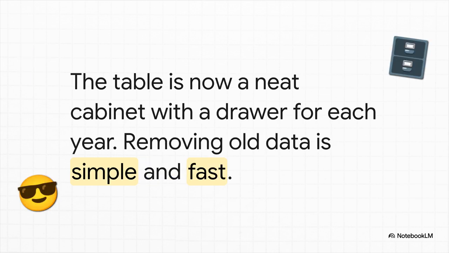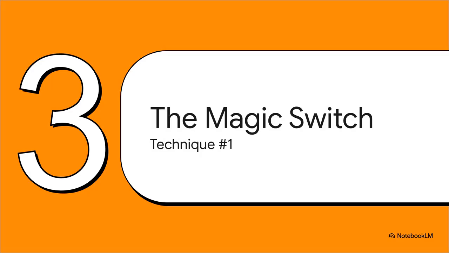But with partitioning, you get this beautiful after picture, a neatly organized cabinet. You've got a separate drawer for 2011, another one for 2012, and so on. Now, if you want to get rid of that 2011 data, you don't have to rifle through the whole cabinet. You just deal with that one single drawer. So how do you actually remove that drawer without shaking the whole cabinet?